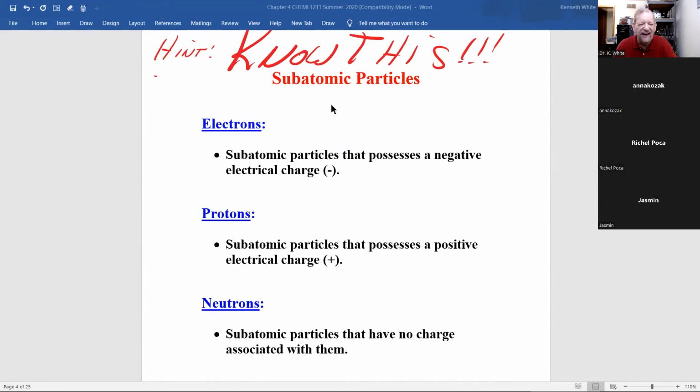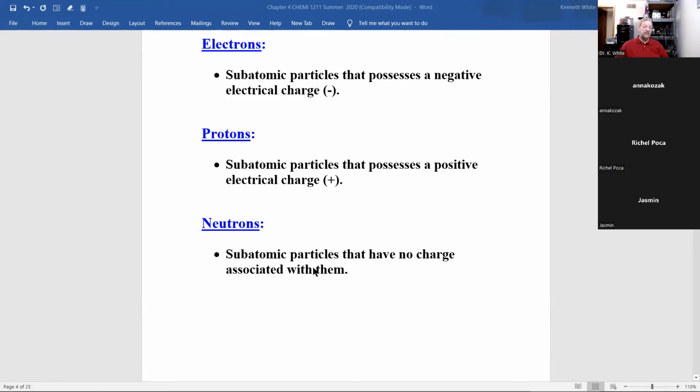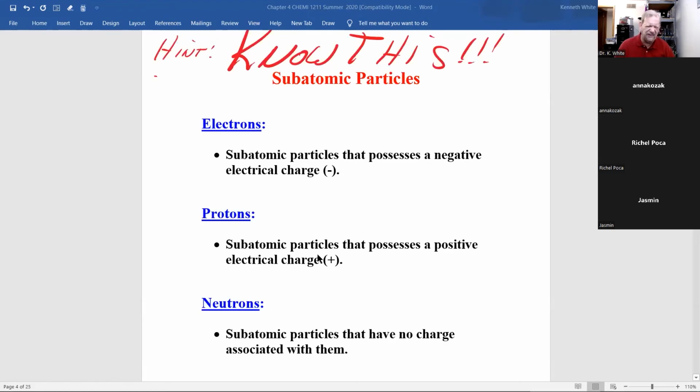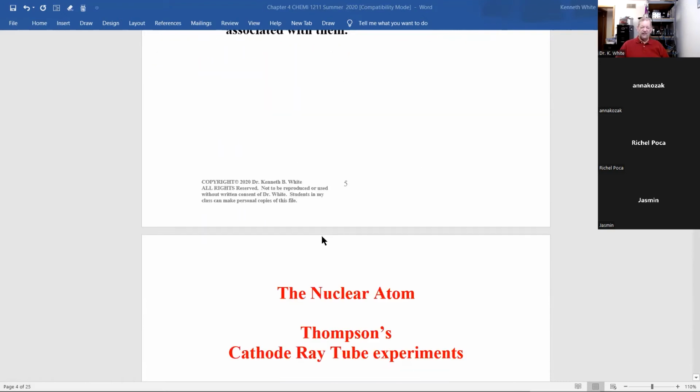Know this, and that is the subatomic particles that make up an atom are the electrons, protons, neutrons. You should know electrons have a negative charge. You should know protons have a positive charge, and you should know neutrons have no charge associated with them. I wouldn't have called them Jimmy Neutron, I'd call them Jimmy Electron, but that's a personal thing.